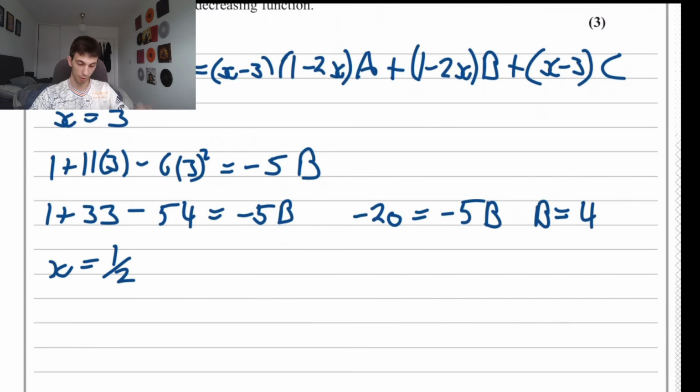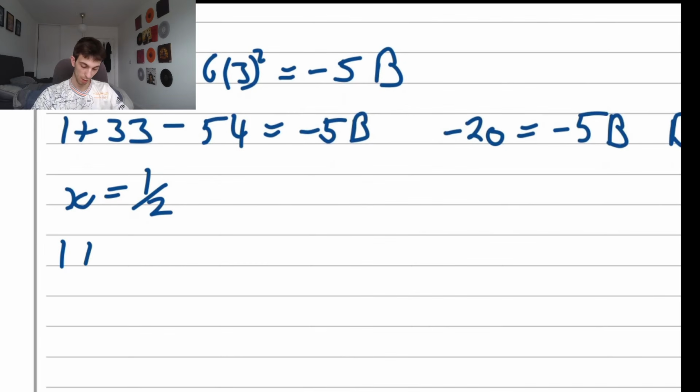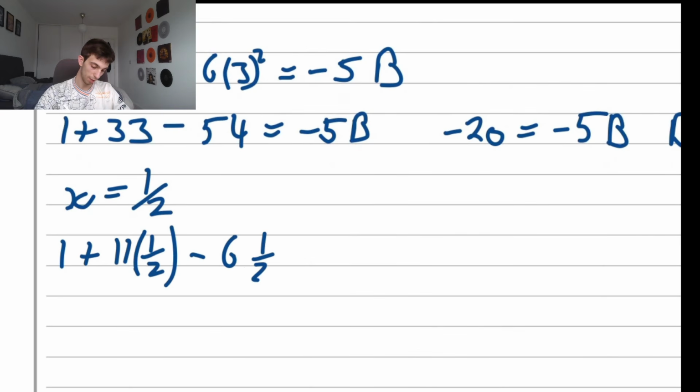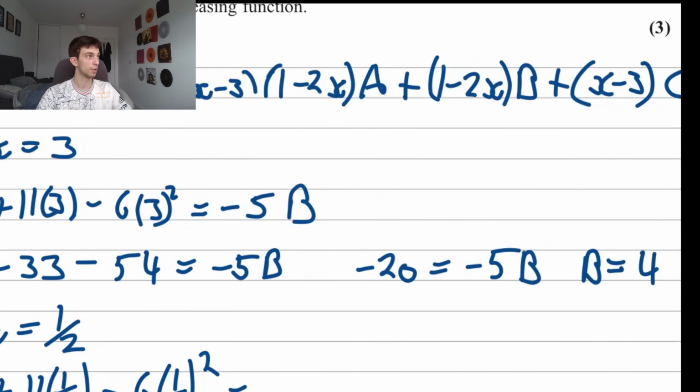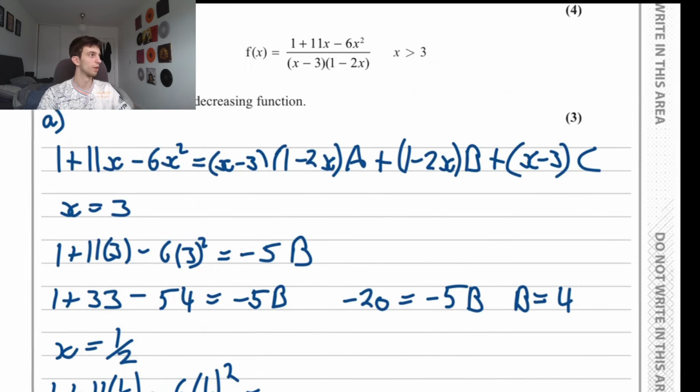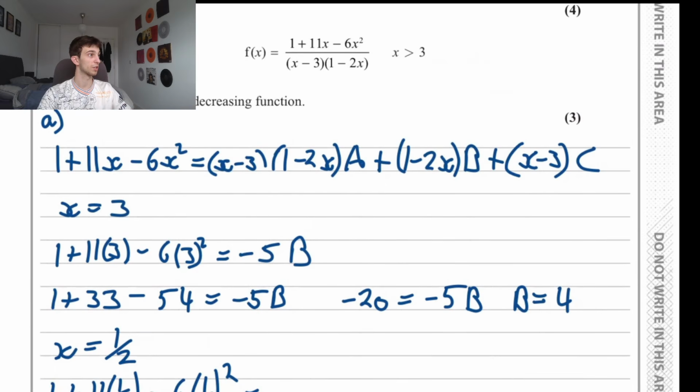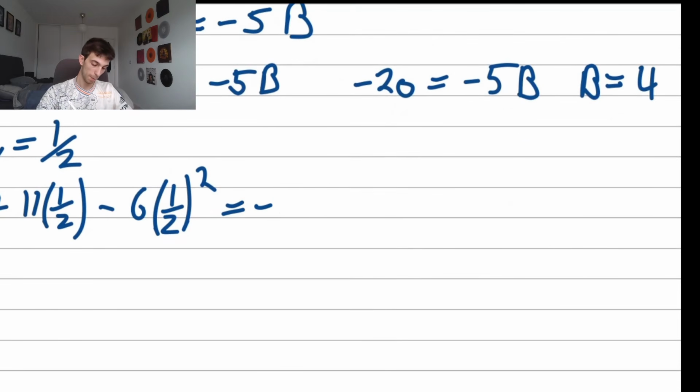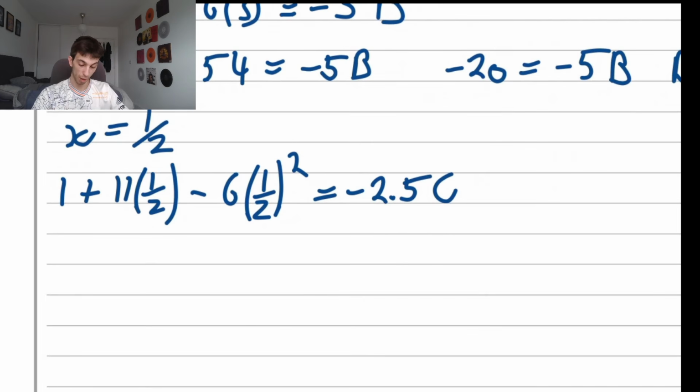Plugging in x equals a half, we have 1 plus 11 times a half, take away 6 times a half squared on the left-hand side. This will be equal to, once again, this 1 minus 2x will be equal to 0. So we cancel the a's, cancel the b's, and we're just left with 1 half minus 3, so that's minus 2.5c. Expanding out the left-hand side, that's 1 plus 11 over 2, take away 6 over 4.